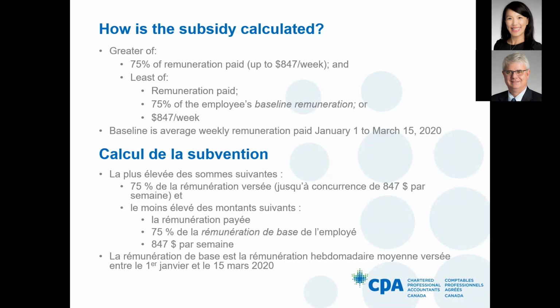So what does this all mean? For arm's length employees who were employed between January and March 2020, the computation results in a potential subsidy of up to 100% of the first 75% of baseline remuneration. For new arm's length employees hired after March 15, 2020, the subsidy will essentially just be the first computation, i.e. the 75% of remuneration paid. As the employee would not have baseline remuneration, the second computation would be none.